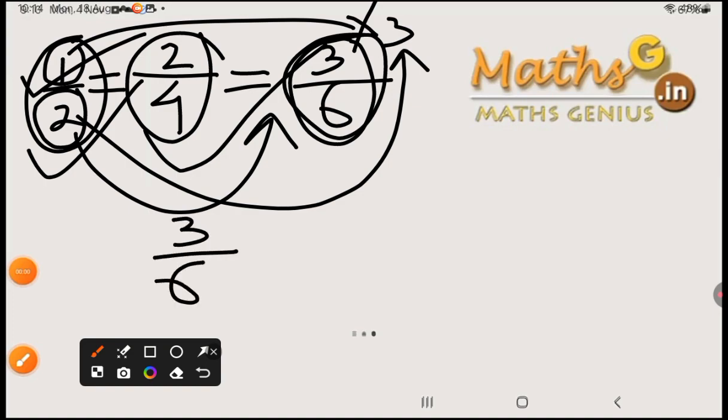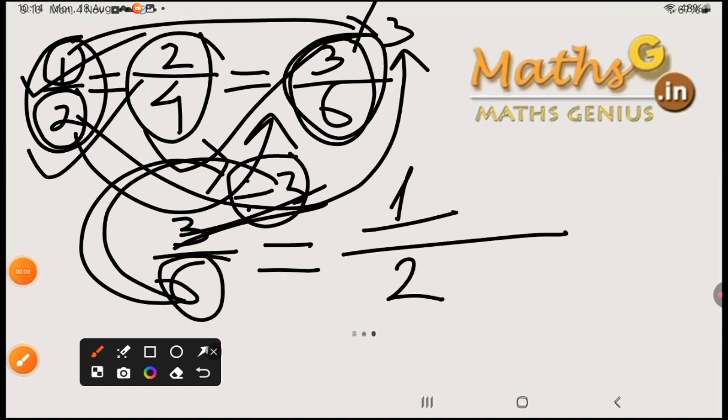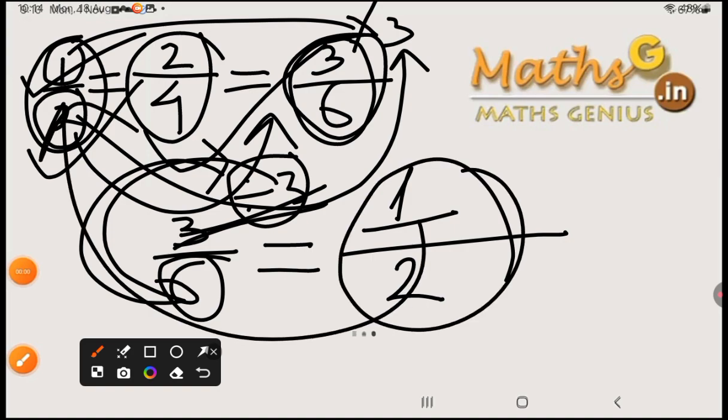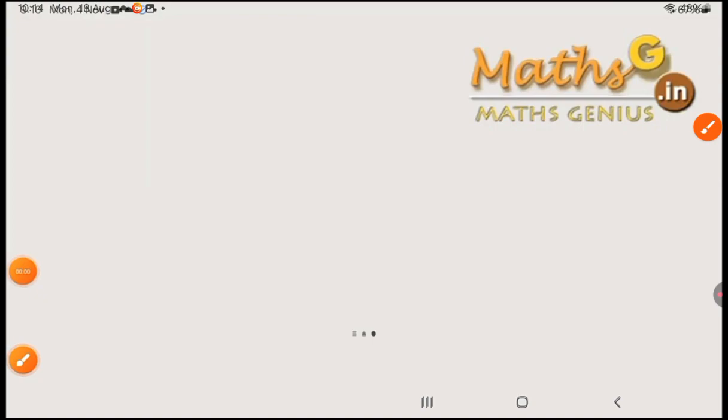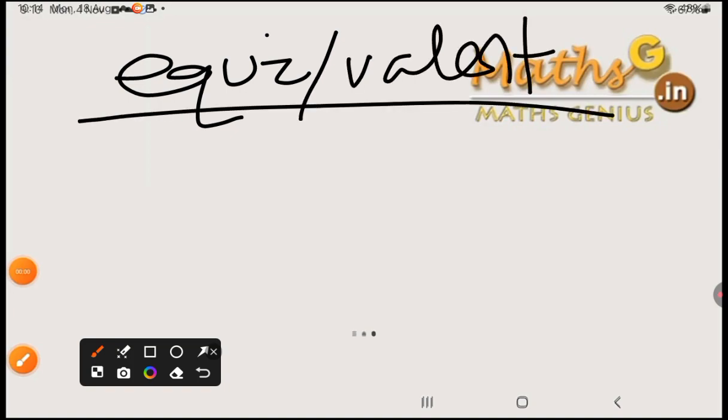Let's go the reverse way. 3 by 6 is there. If I divide 3 by 3 and again divide 6 by 3, what will we get? 3 divided by 3 is 1. 6 divided by 3 is 2. Is it the original fraction? Yes. So, in the case of equivalent fractions, what is the logic? Either you multiply or you divide the numerator as well as the denominator with the same value.